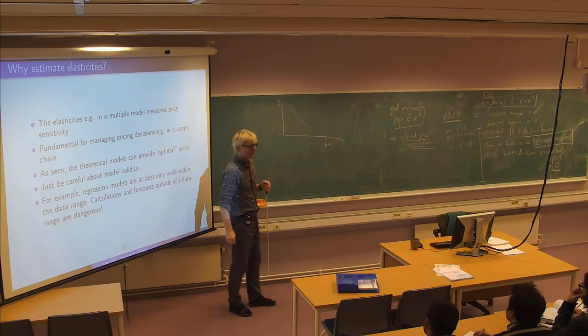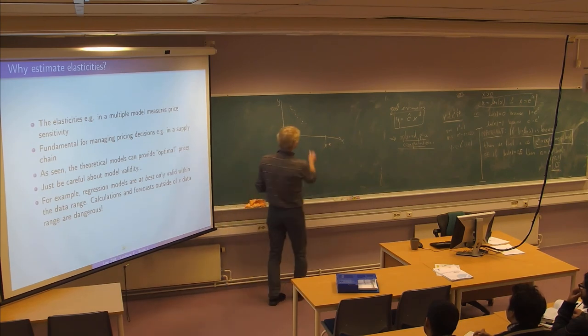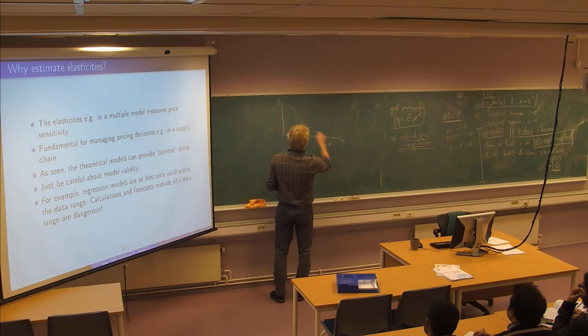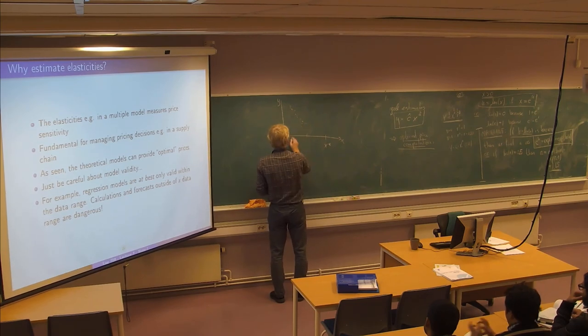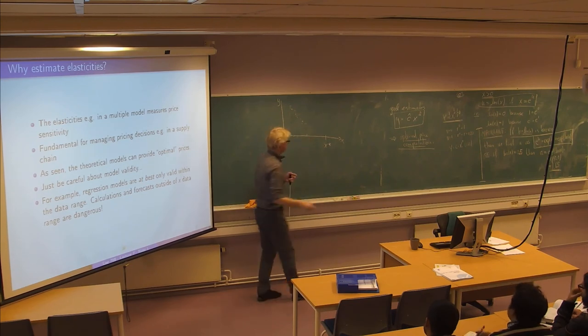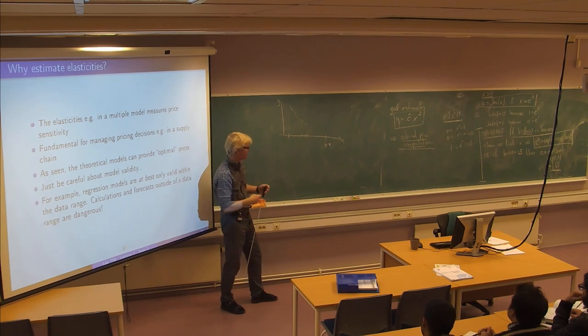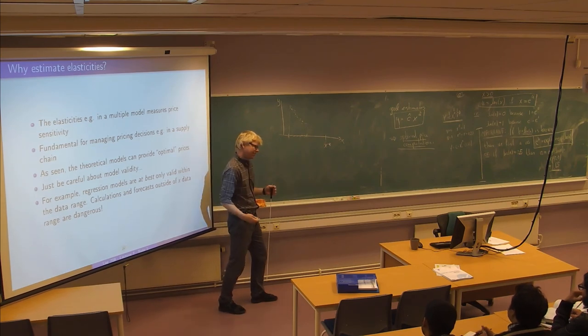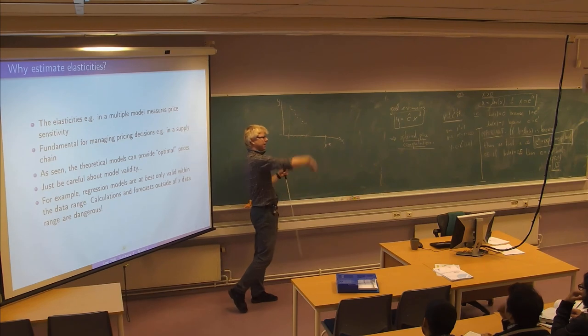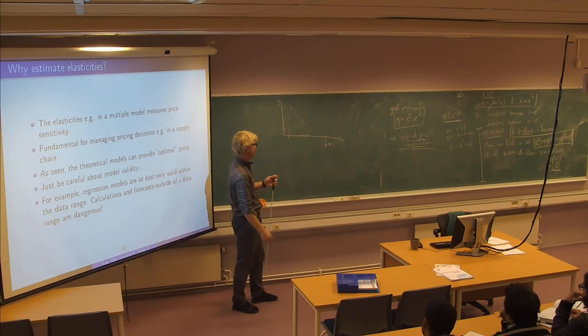Now this is a little bit dangerous because the estimates that you have should ideally only be used, at best, where you have your observations. This regression model is at best only valid where you have your observations. So it's kind of dangerous if you find an answer that points to a price that is way out of your observed universe.